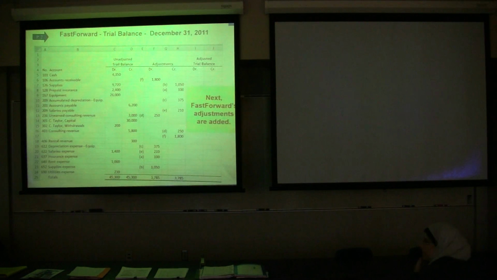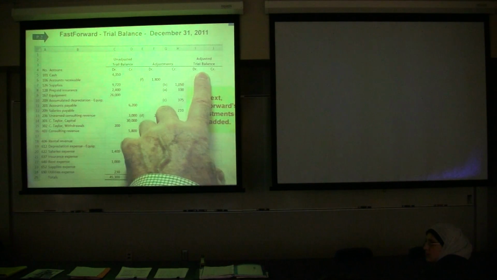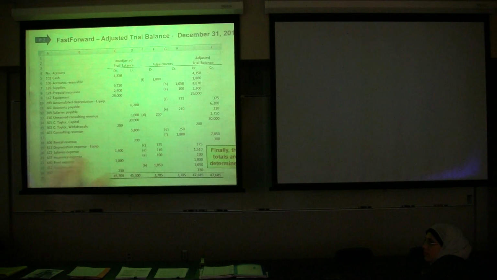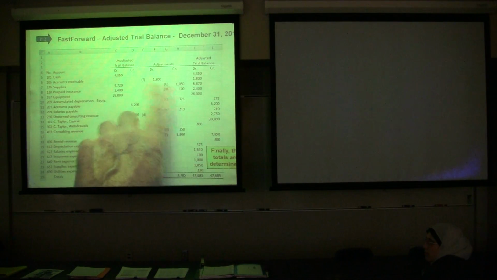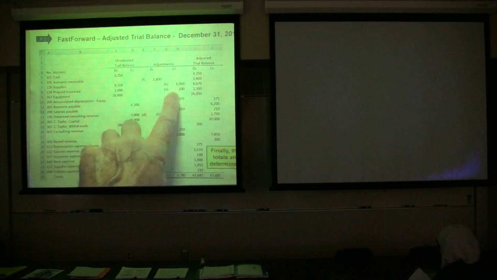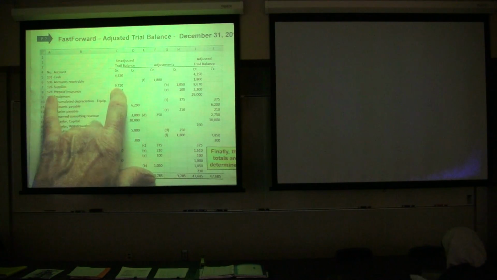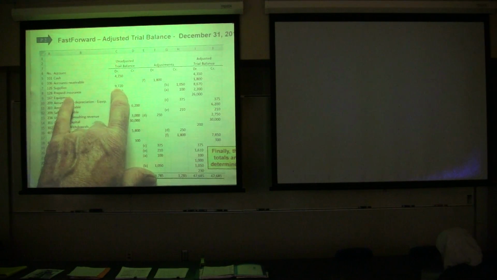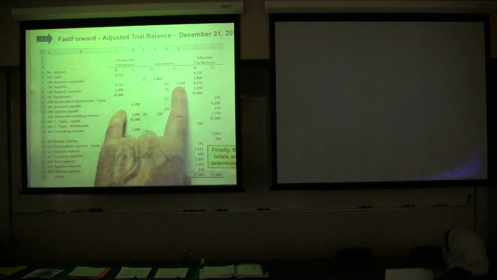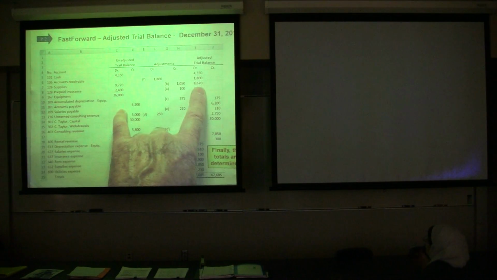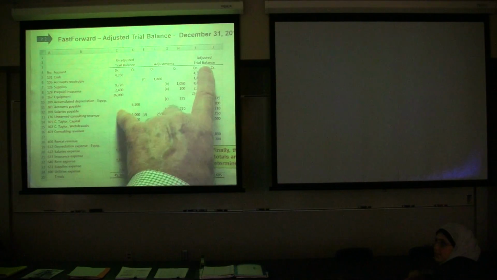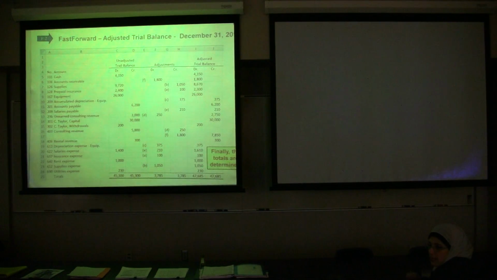Well, here you go. So now, the next step, here's the adjusted trial balance. What we're going to do with this is combine the adjustments with the unadjusted trial balance. So in this case, supplies started out at $9,720. 1,050 was used up, and now we have 8,670 on hand. And that's the adjusted trial balance, that's this thing right here.